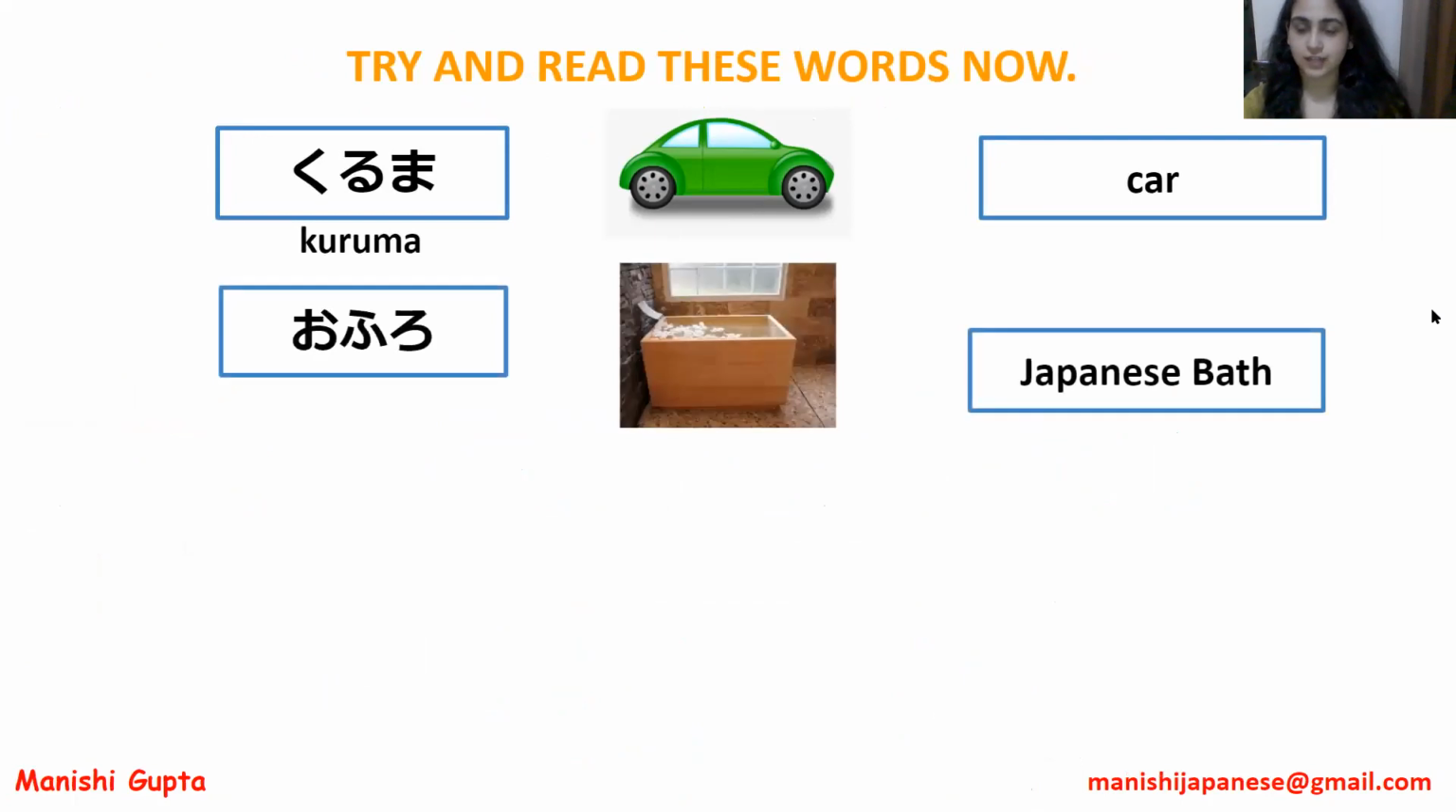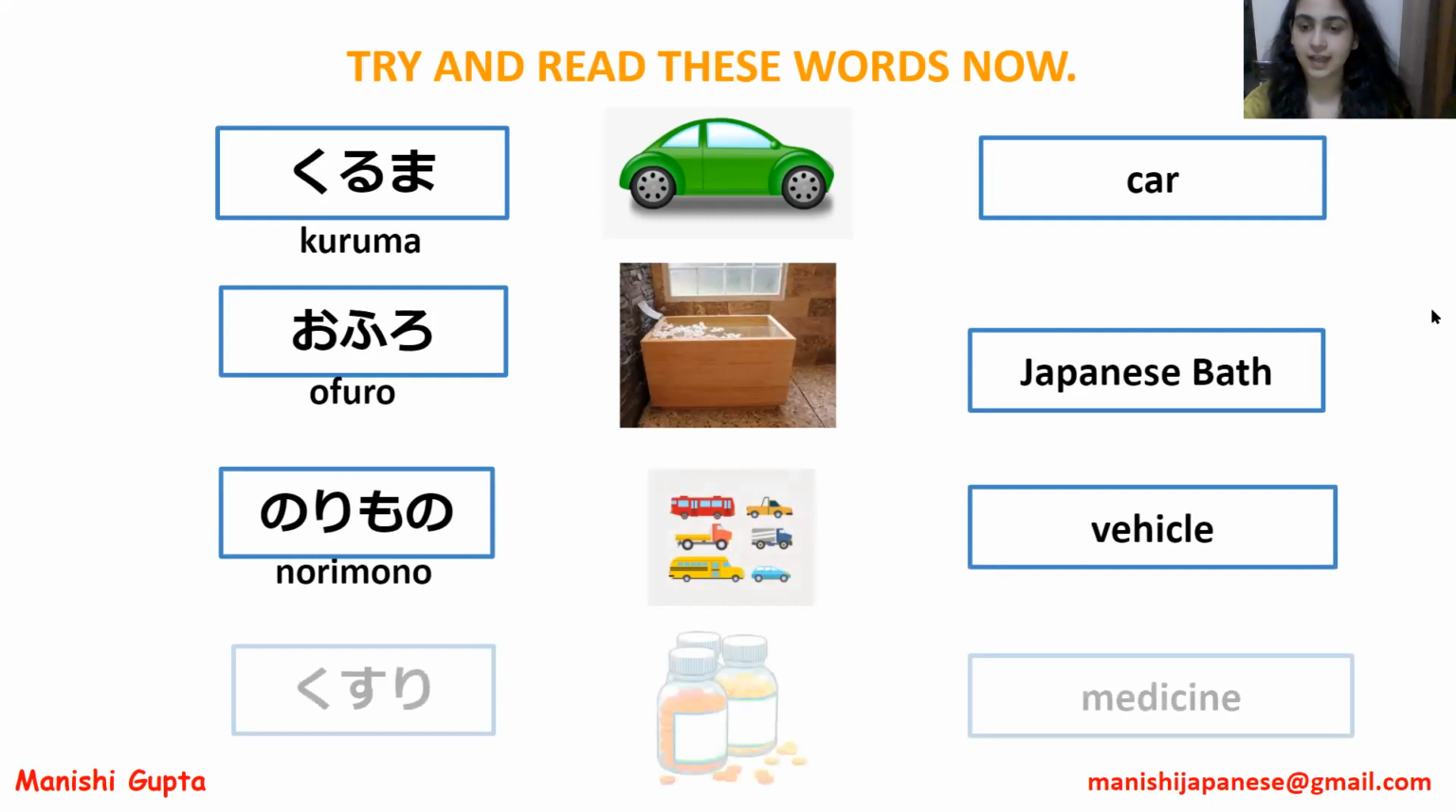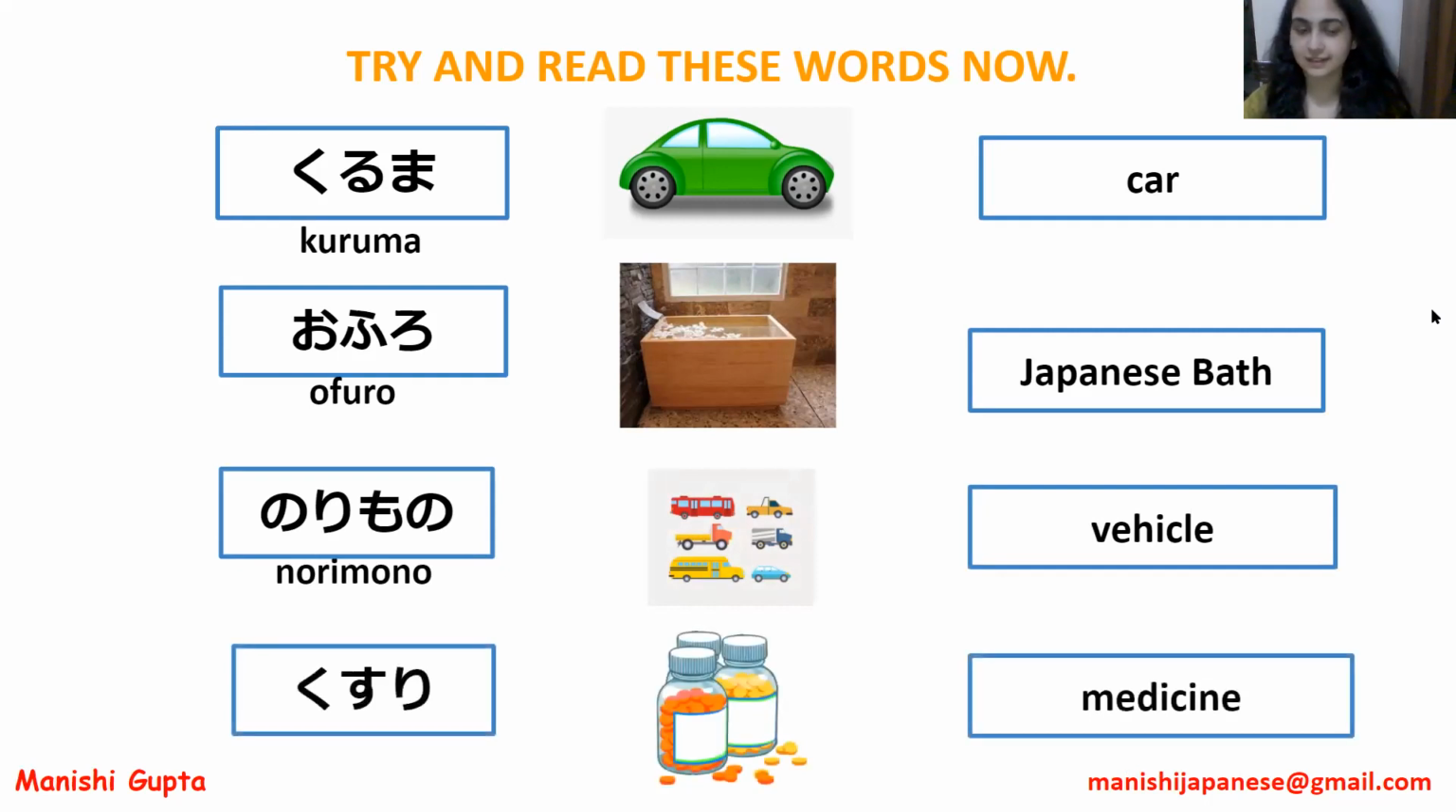Next. Okay, so this is a Japanese bath, basically a Japanese bathtub where they take bath. So this one is ofuro. Next, this is the word for vehicle in general. Okay. So this is norimono. And the last one, the word for medicine.